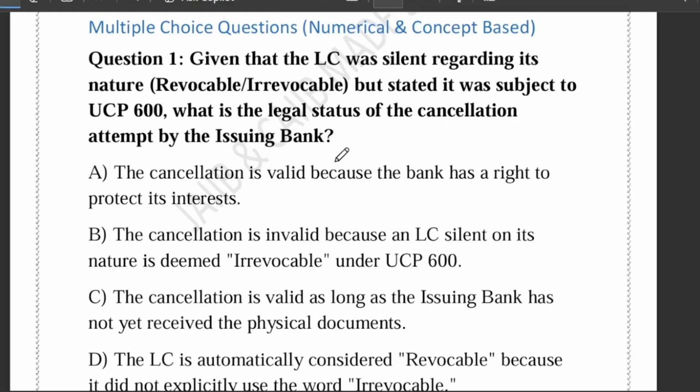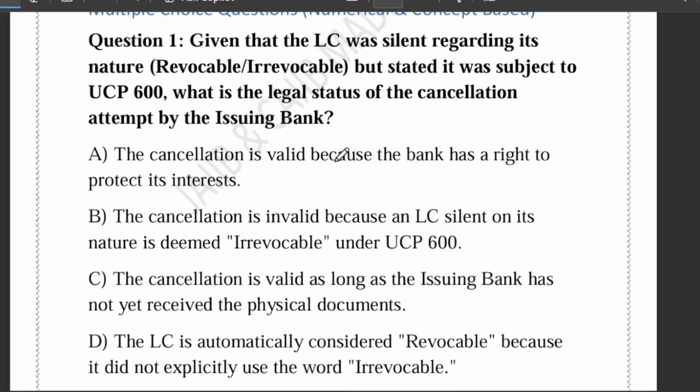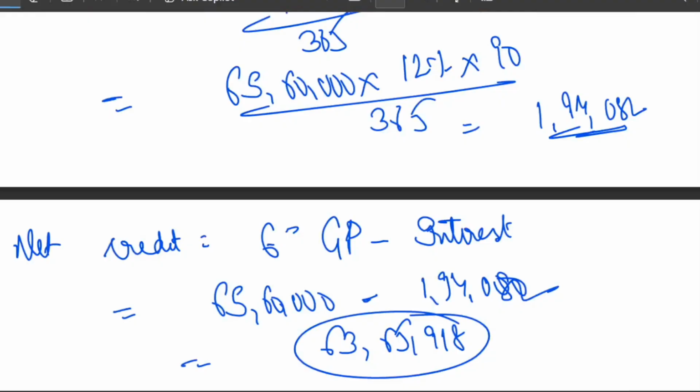Option A says that cancellation is valid because the bank has the right to protect its interest. B says that cancellation is invalid because an LC silent on its nature is deemed irrevocable. C says that cancellation is valid as long as the issuing bank has not received the physical document. And D says that the LC is automatically considered revocable because it did not explicitly use the word irrevocable. So friends, what does the UCP 600 rule say? This is all about the UCP 600 rule. If you are familiar with the rule, you can easily answer the question.